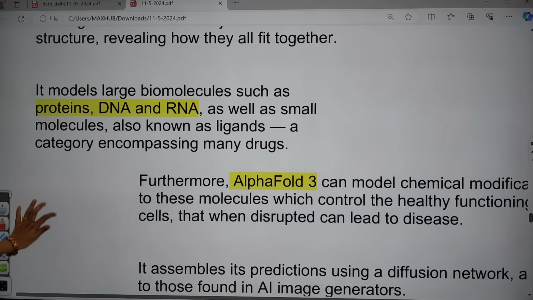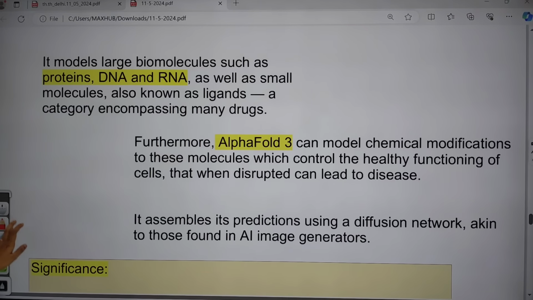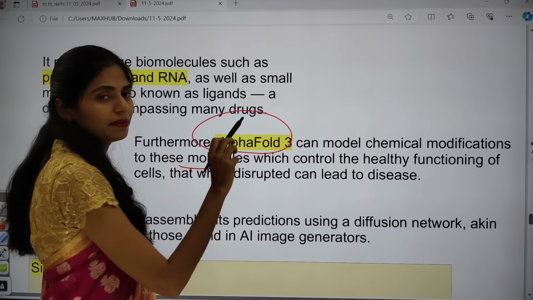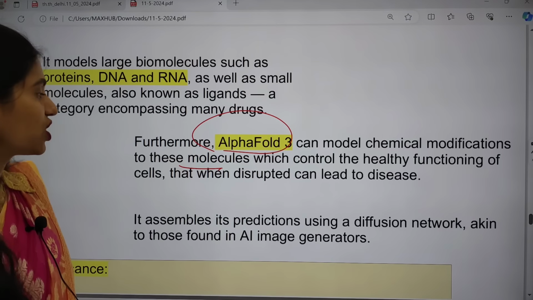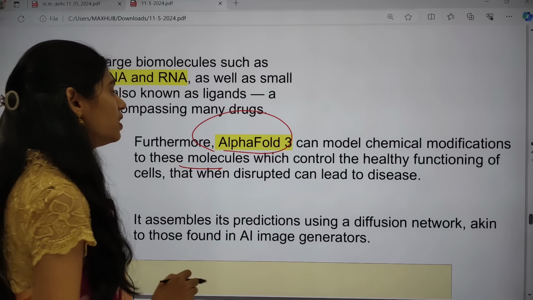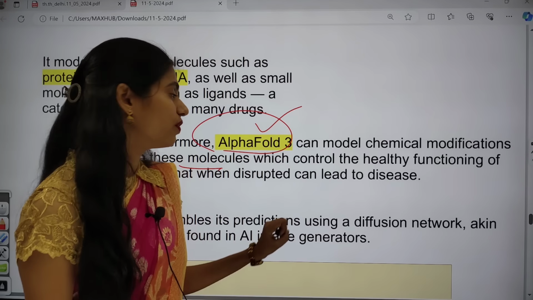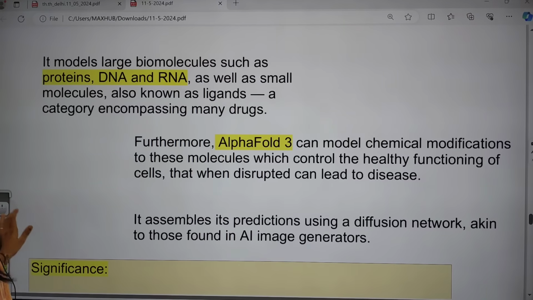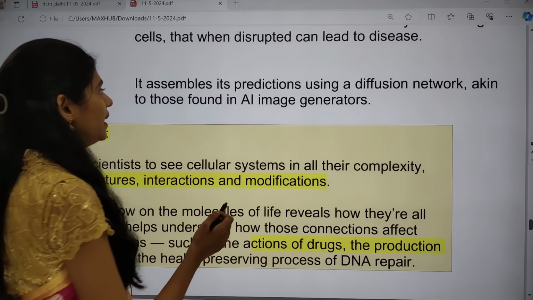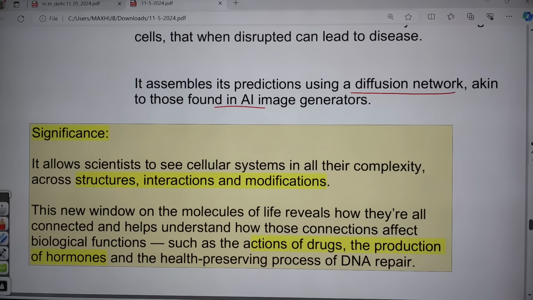Even this AlphaFold 3 model is like a chemical model. It can do chemical modifications to the molecules, and whenever it does chemical modifications, it can alter the functioning of those cells. So if there is any cell which has been disrupted because of a disease, then AlphaFold 3 can change or control the functioning of that damaged cell also. In this way, AlphaFold 3 makes predictions using a diffusion network, like those found in AI image generators.